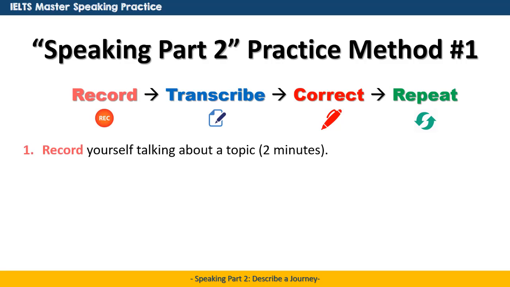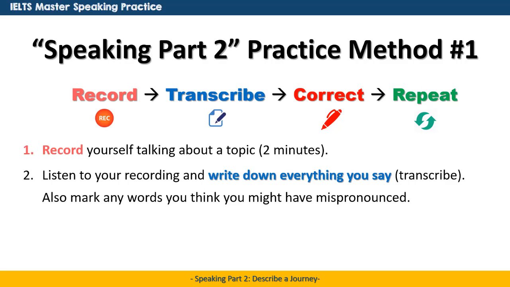So first, you'll record yourself talking about a topic for 2 minutes for speaking Part 2. Next, you'll listen to your recording and write down everything you say. Transcribe it. Also mark any words you think you might have mispronounced or made a mistake with.